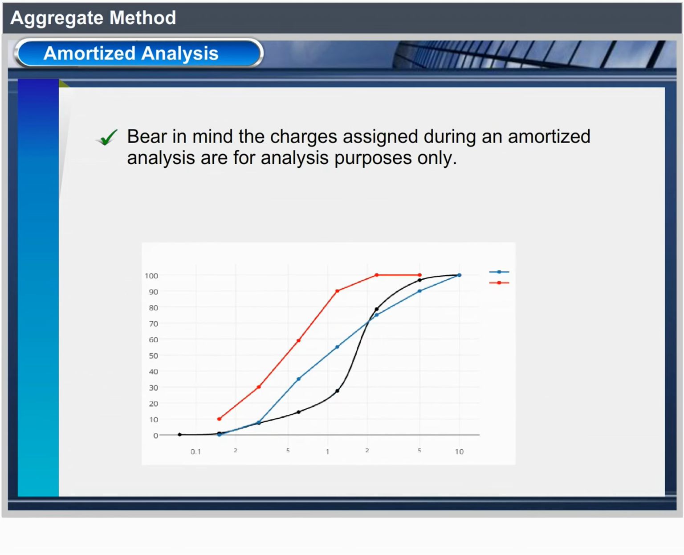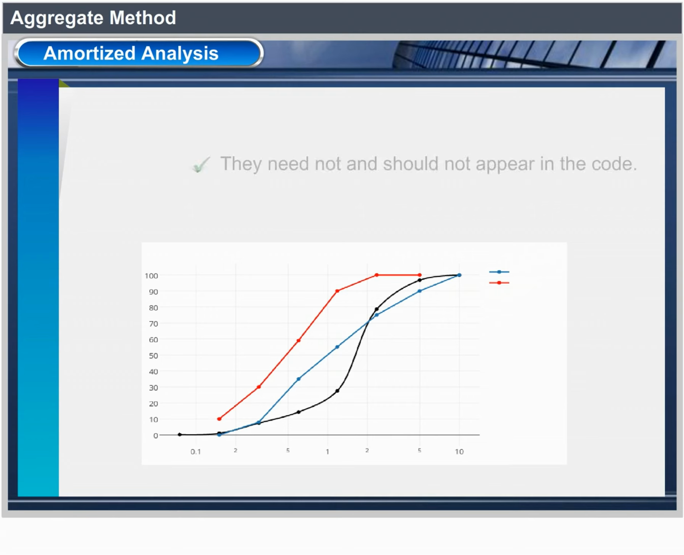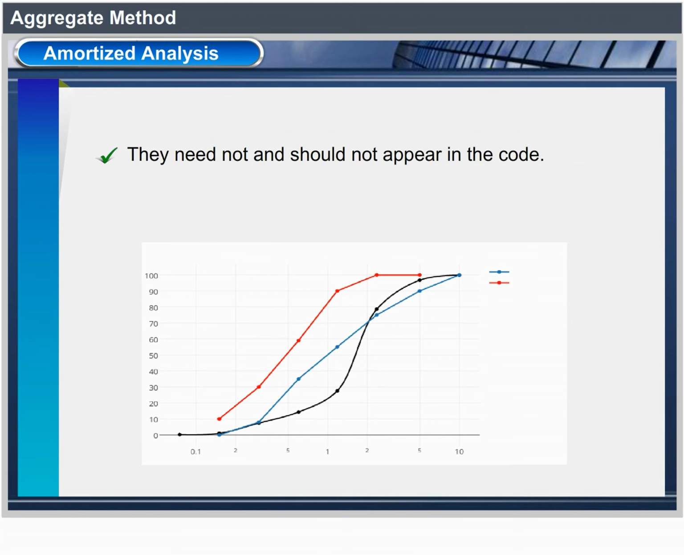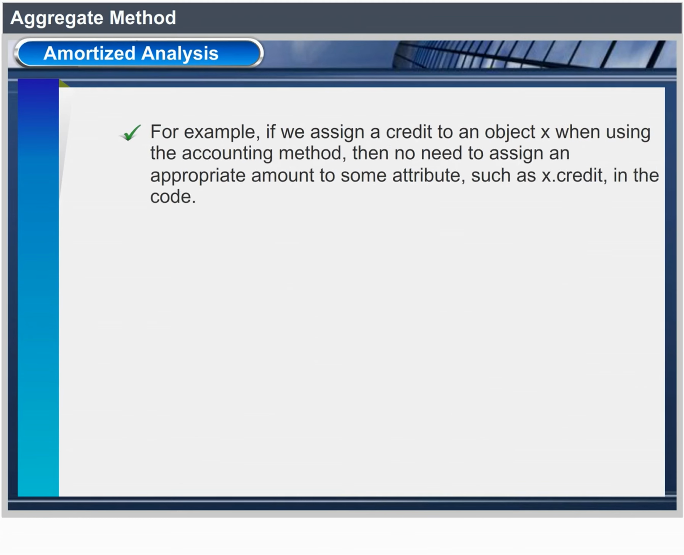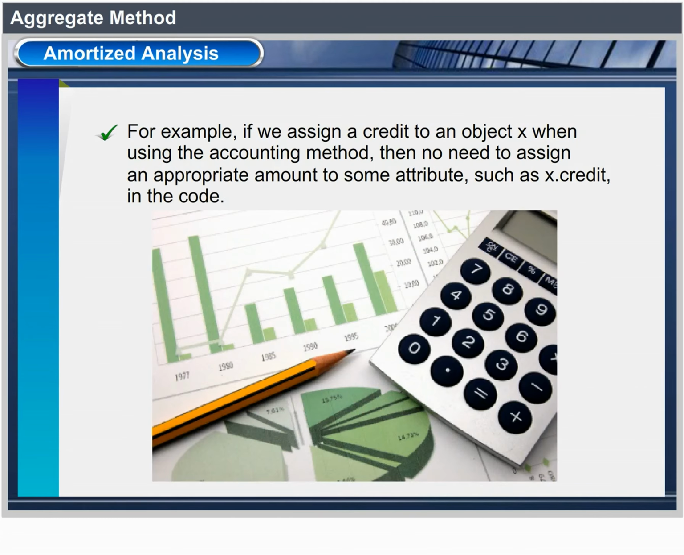Bear in mind, the charges assigned during an amortized analysis are for analysis purposes only. They need not and should not appear in the code. For example, if we assign a credit to an object x when using the accounting method, there is no need to assign an appropriate amount to some attribute such as x.credit in the code.